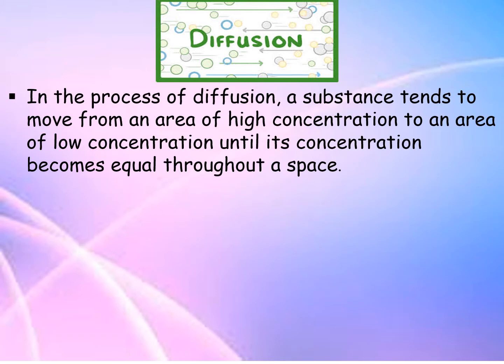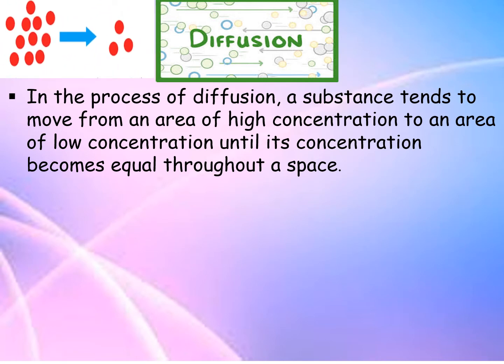In the process of diffusion, a substance tends to move from an area of high concentration to an area of low concentration until its concentration becomes equal throughout a space. Many substances can pass through the membrane by diffusion. Children, diffusion happens when a substance is more concentrated in one place than another. For example, we will see a cell making carbon dioxide by respiration. The concentration of carbon dioxide inside the cell will be higher than outside.